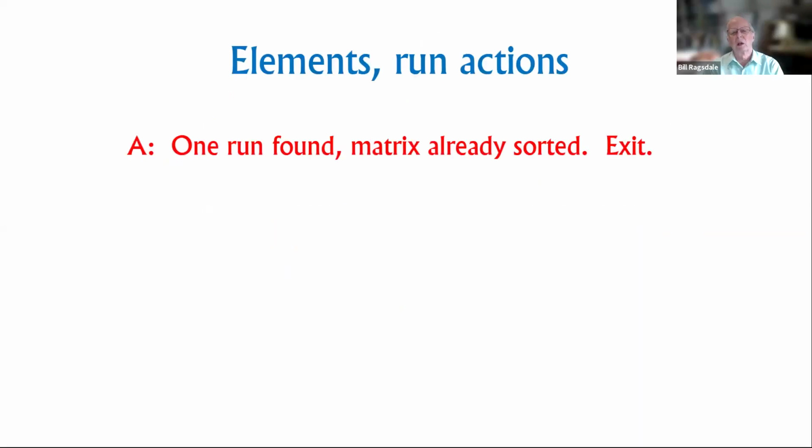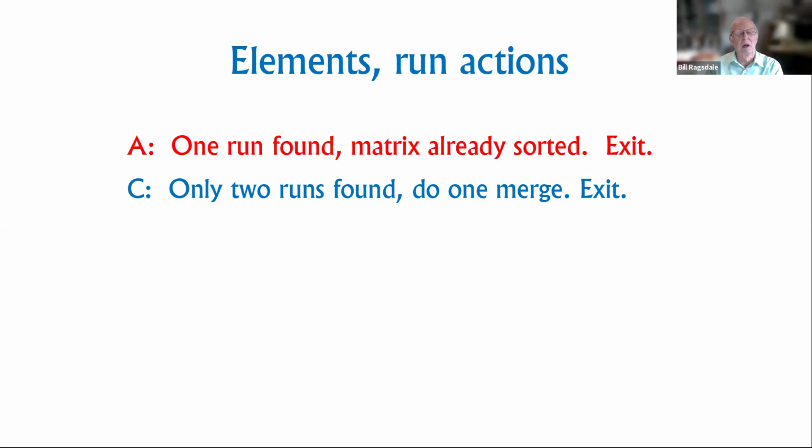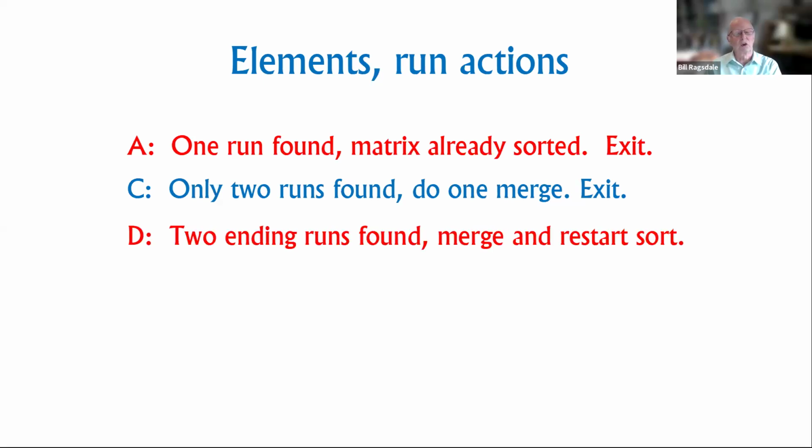To review those elements that are chosen by the case statement a moment ago, remember that A case is just one run matrix fully sorted, and we get an immediate exit. The C case, 2 runs are found. We do the one merge, and then we exit again. The D and E are ongoing internal processes that repeat.